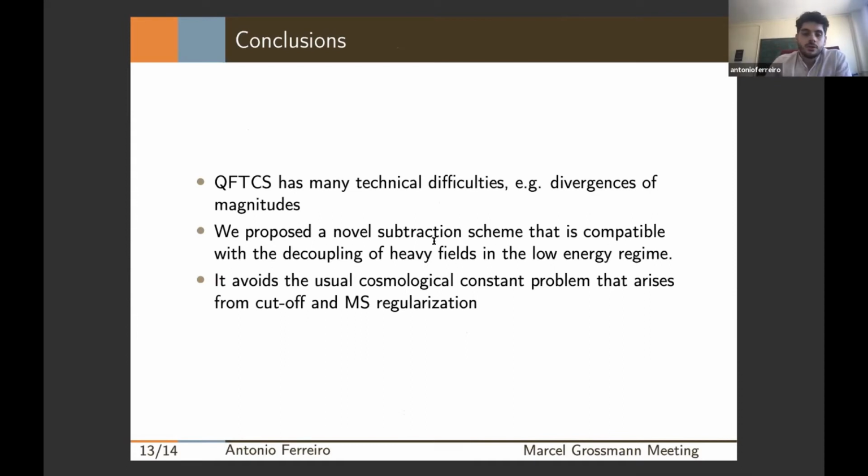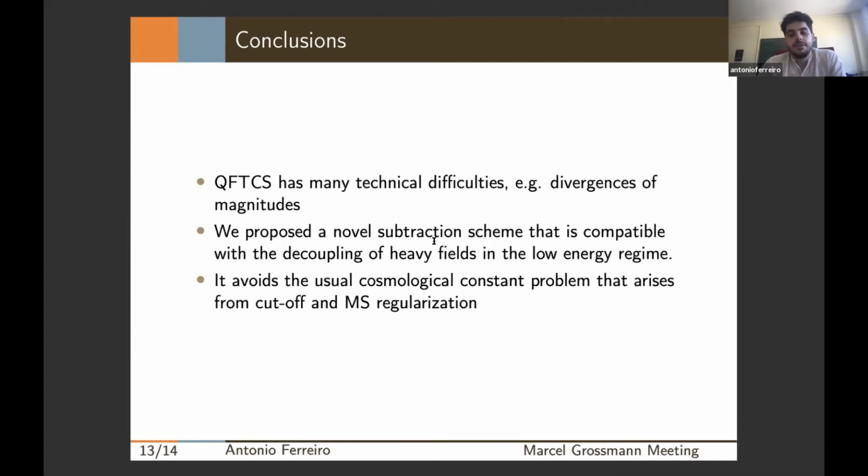So to conclude, quantum field theory in curved spacetime has many difficulties, but one of the most important is that it has divergences in the magnitudes, and you have several regularization and normalization schemes that you can use. We have proposed a novel subtraction scheme, which has the advantage that it's compatible with decoupling, since all the standard methods, which include minimal subtraction or cutoff regularization, are usually not compatible with decoupling, in particular for the cosmological constant.